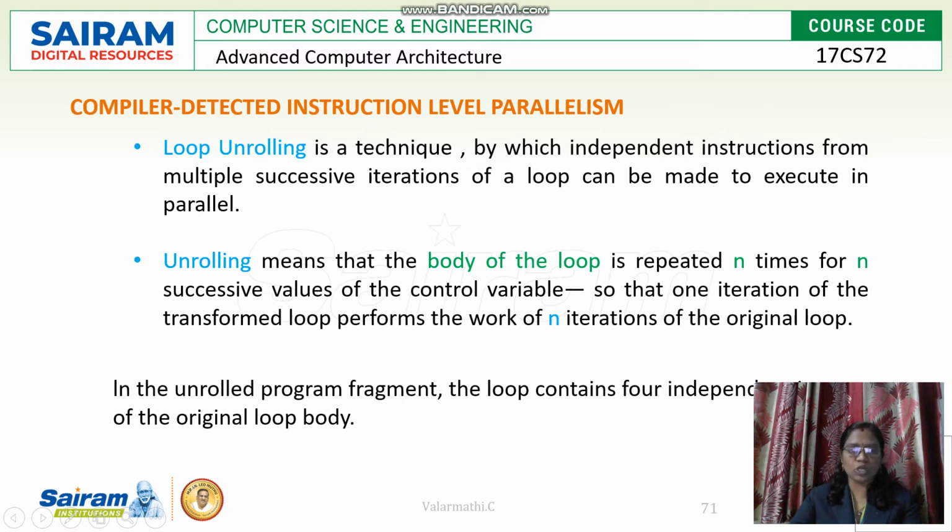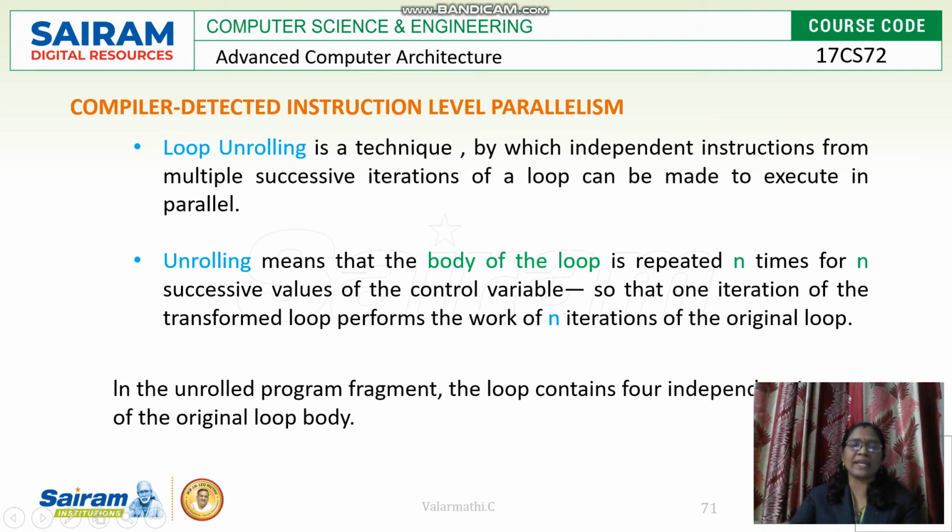There is one technique called loop unrolling, by which independent instructions from multiple successive iterations of a loop can be made to execute in parallel. What is meant by unrolling? Unrolling means the body of the loop is repeated n times for n successive values of the control variable. If the control variable goes from 0 to n, it will be executed n times, so that one instruction of the transformed loop performs the work of n iterations of the original loop. This is called unrolling.